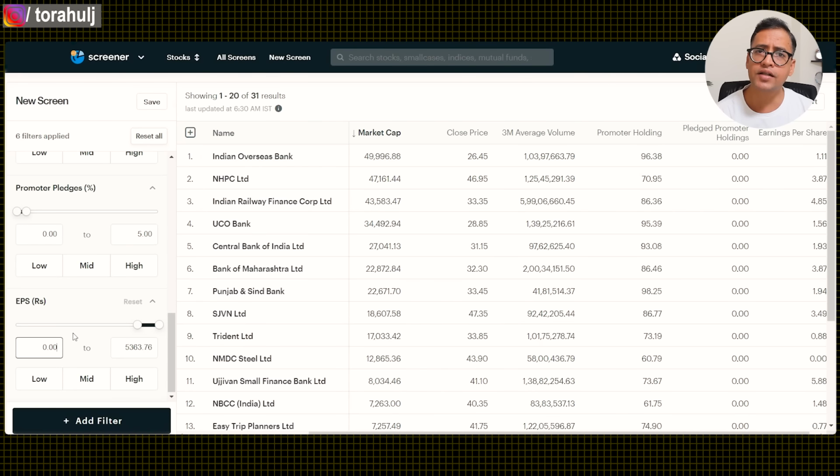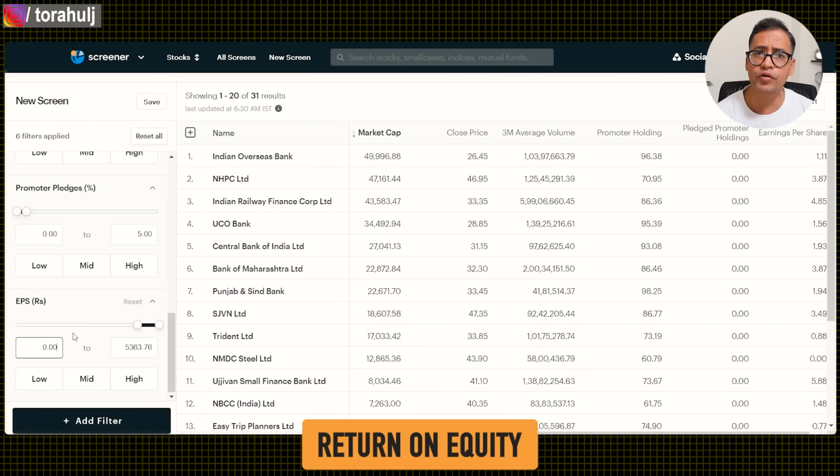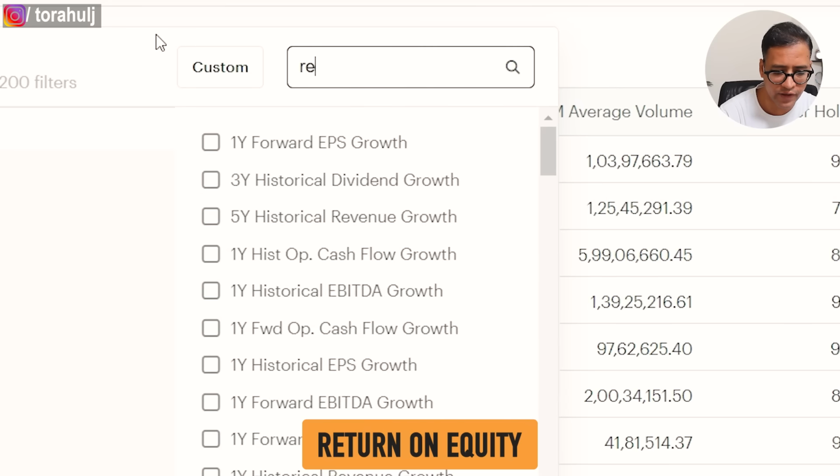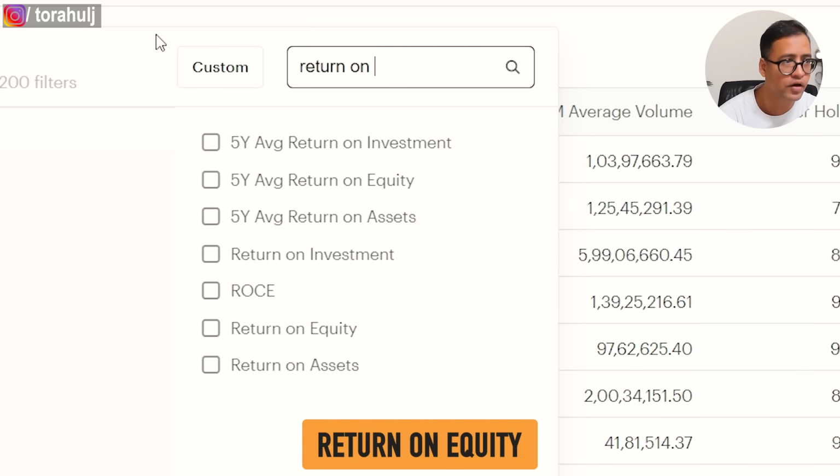The second parameter that I want to use is the return on equity from a fundamentals perspective. Let us go ahead and add the return on equity here as well. So let us go ahead and add return on equity.